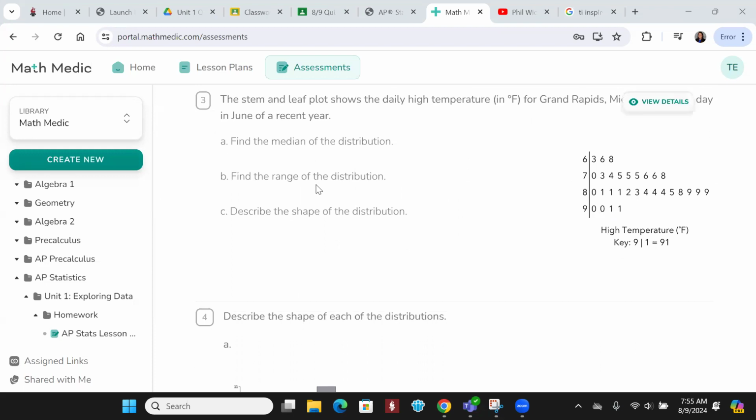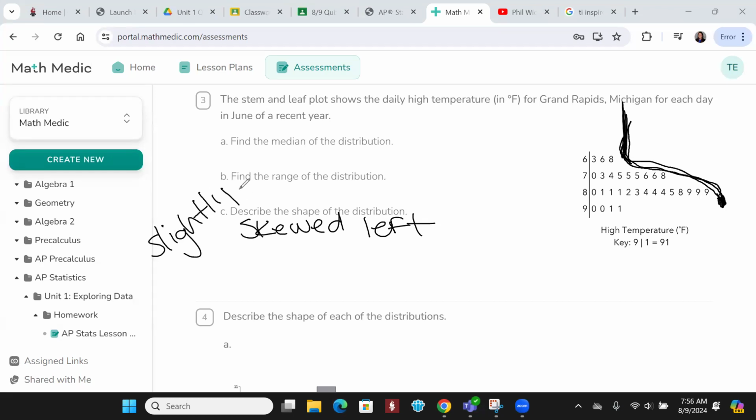Okay, this is where I saw a lot of blank papers. It was describing the shape of the distribution. If I were to draw a little thing on here, what does this look like? Turn your head to the side. It looks kind of like Goliath, right? Skewed left. I loved the fact that all y'all were like this. So this is skewed left. Look at the big hump here, and you've got a tail over here. We're going to say slightly because we're not really sure.